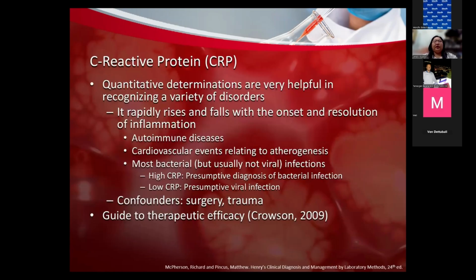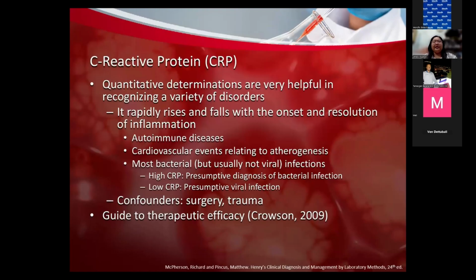Quantitative determinations are very helpful in recognizing a variety of disorders. As serum CRP rapidly rises and falls with onset and resolution of inflammation, patients having an acute and severe inflammatory response are easily diagnosed. This is why CRP is often used by rheumatologists to monitor the progression or remission of autoimmune diseases.